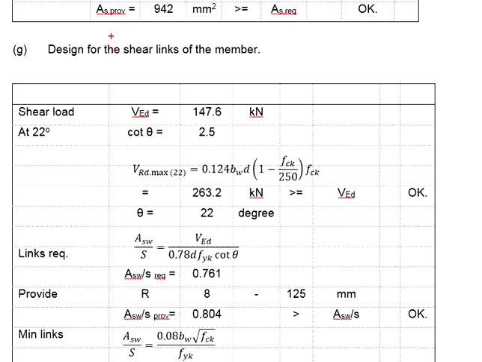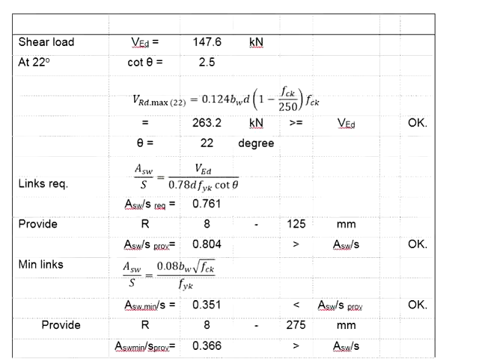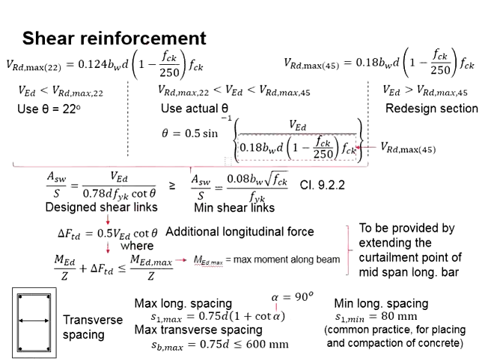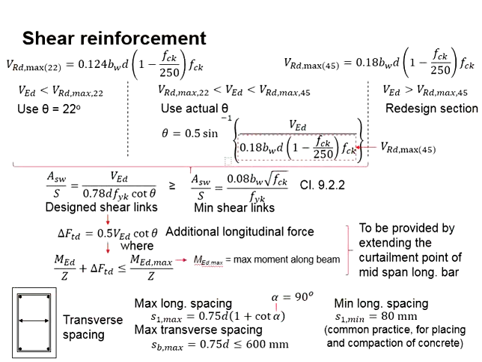Next, we deal with the shear length of the member. Based on the shear force diagram, for beam B1 to 2, the maximum shear load is 147.6 kN. This shall be used to design the shear length. These are the equations used to design for the shear reinforcement of a beam.